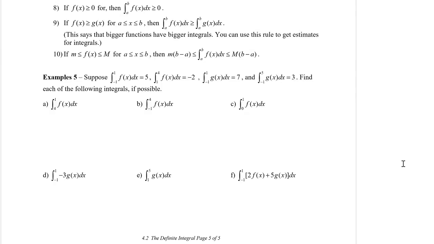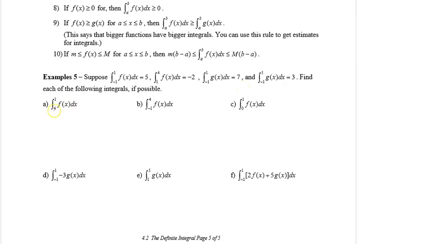So I've given you some integrals first. We know that the integral of f of x from -1 to 1 is 5. The integral of f of x from 1 to 4 is -2. The integral of g of x from -1 to 1 is 7. And then the integral of g of x from -1 to 5 is 3. So let's find these integrals.